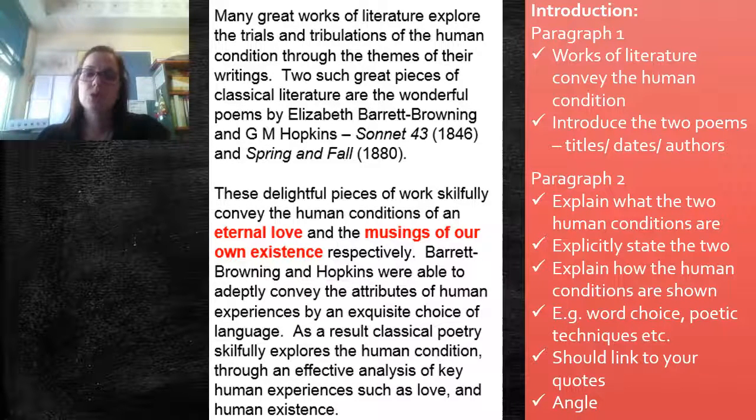For paragraph 2, you need to explain what the 2 human conditions are, explicitly state the 2, explain how they are shown, think about, what's your evidence, is it word choice or poetic techniques? You need to link to your quotes and obviously have a clear angle, okay? If you'd like to think of angle as a thesis, it's not a bad way of looking at it.